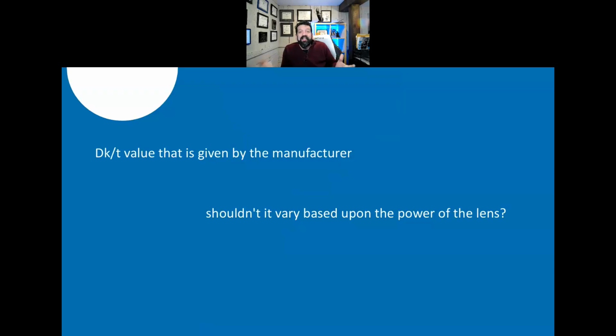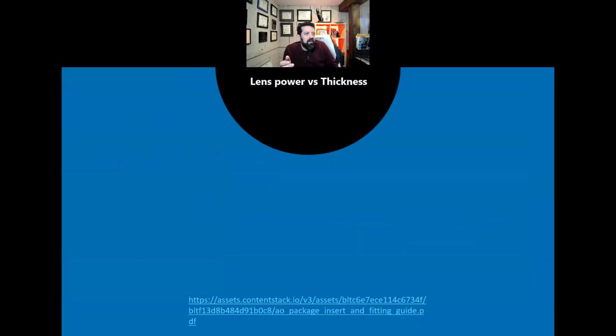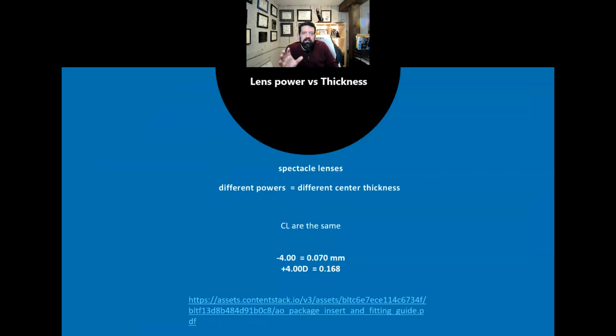And remember, hydrogel and silicone hydrogel both are soft lenses, but they are arguably different animals because one has silicone and one doesn't. So one of the questions you should ask is, well, hold on, if I have one lens that's thinner, say that -4 that we had, and one lens that's thicker, say that +4, shouldn't the DK over T change, but that manufacturer told me something different? Well, what I would argue is that most of these lenses, when you see a DK over T value, it's going to be registered off of a -3 power.